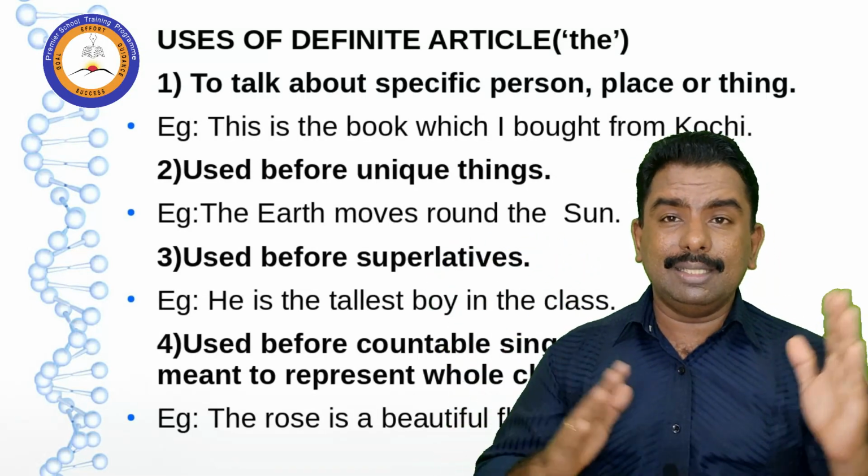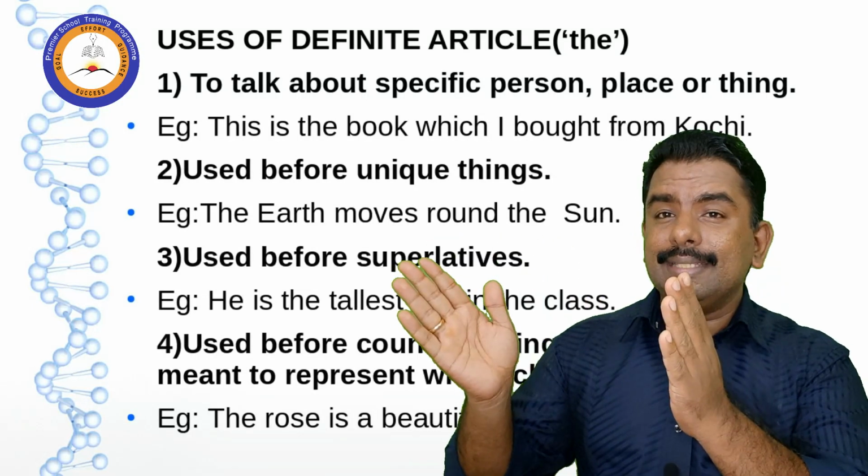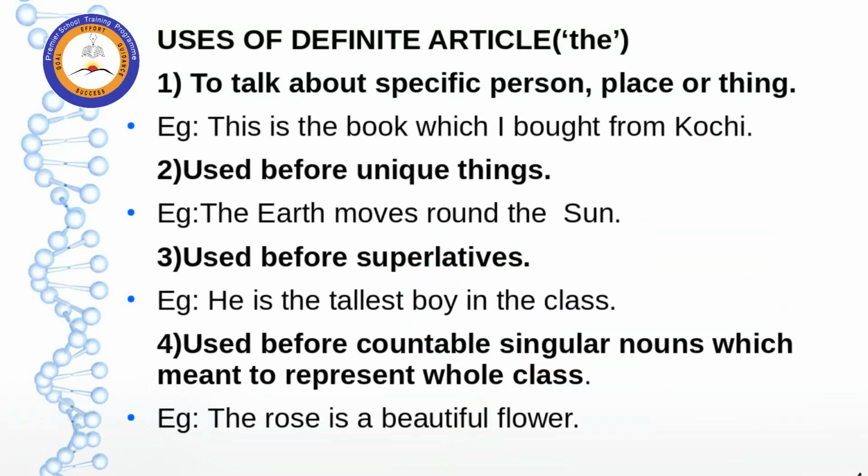A specific person, place, or thing. We just pointed out a specific place, that is Kochi. I bought this book. This is the book which I bought from Kochi.